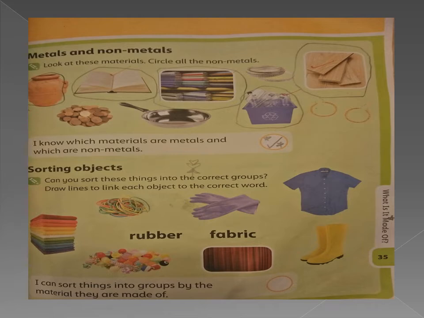T-shirt is made up of fabric, so match the t-shirt with the word fabric. Then there are rubber boots. Rubber boots are made up of rubber, match them with rubber. Then there are curtains. Curtains are made up of fabric, match fabric with the curtains. Then there are rubber balls, match the rubber balls with the word rubber. I can sort things into groups by the material they are made up of. Yes, we can sort things into groups by checking which material they are made up of.